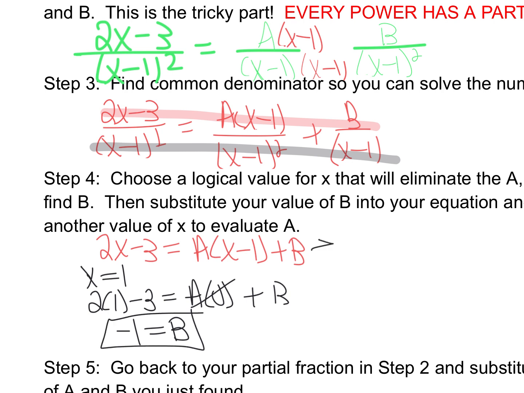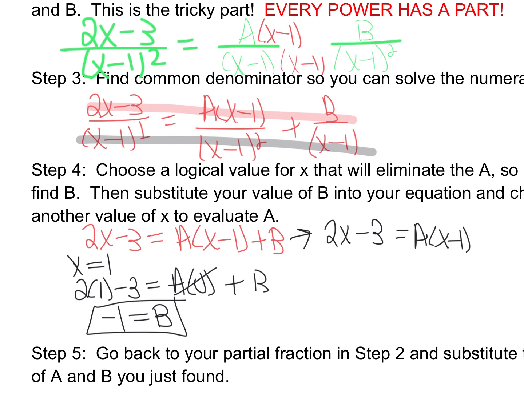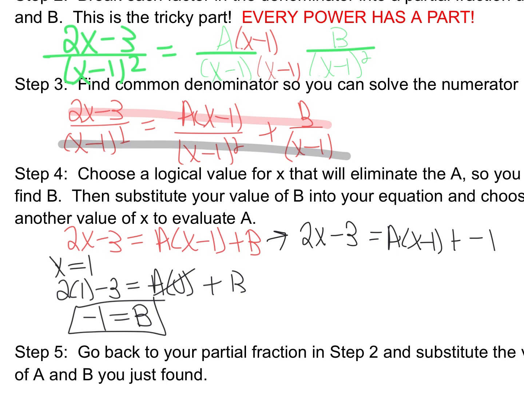Let's take this equation here, and we're going to rewrite it with b in it. So we're going to have 2x minus 3 equals a times x minus 1 plus negative 1, or we could have just put minus 1, same thing. Now I need to pick another value of x. It doesn't really matter what.